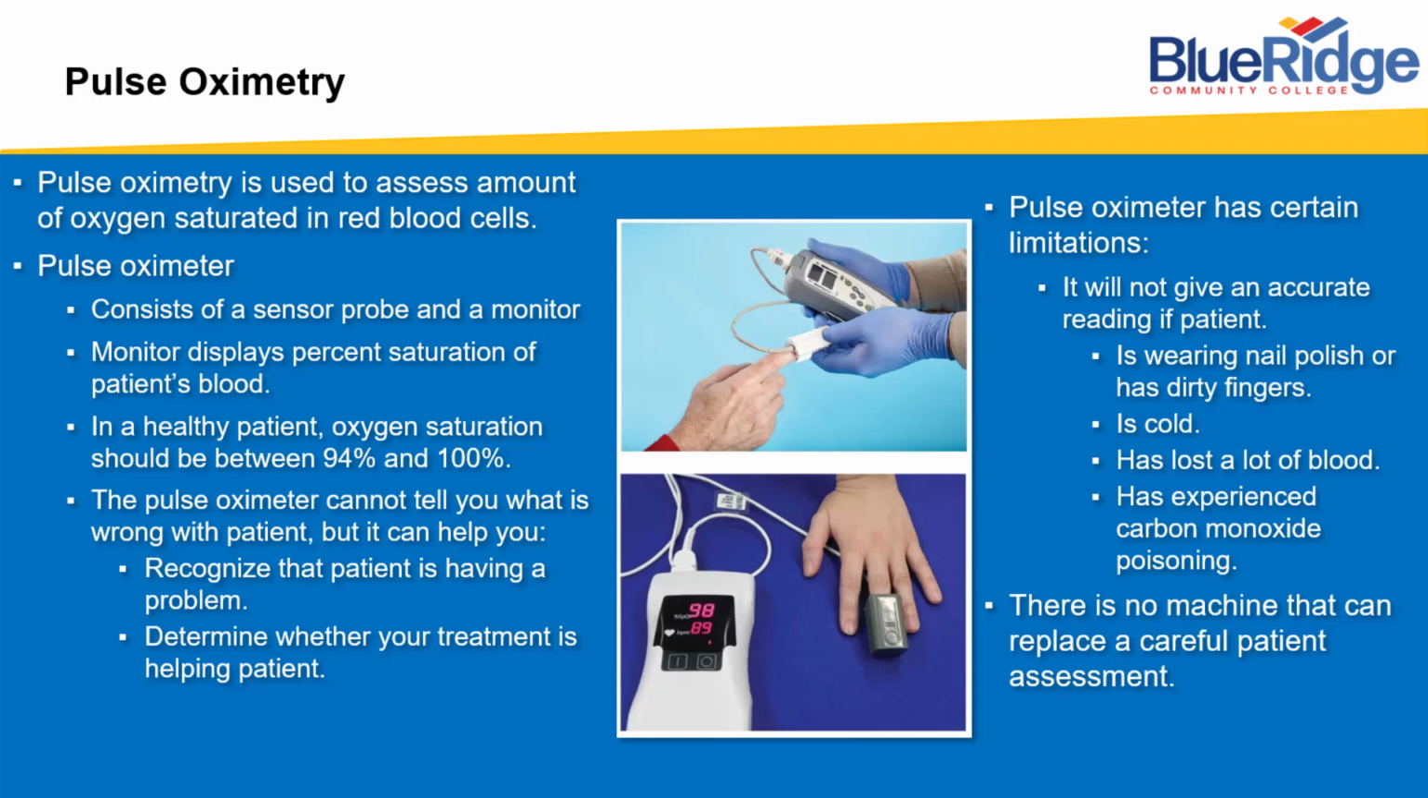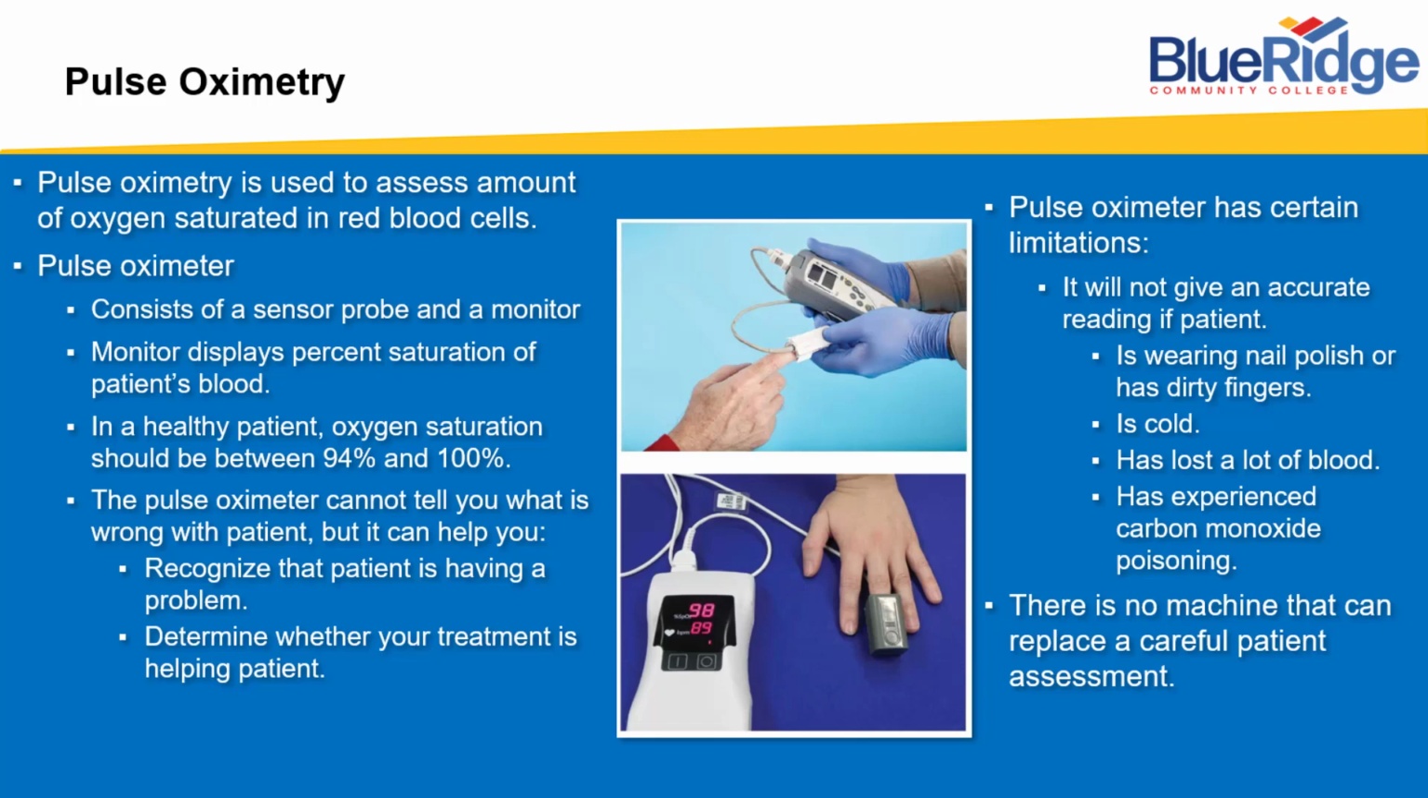It does have certain limitations, however. It will not give you an accurate reading if the patient is wearing nail polish or if the patient's fingers are very dirty, wet, or cold. With the nail polish, the quickest and easiest way I found is to turn the probe sideways, or to 90 degrees, on the patient's finger, and you can get a fairly reliable capillary reading.